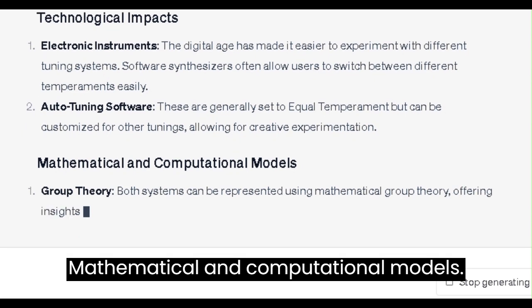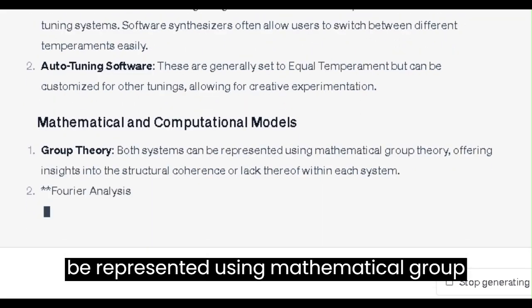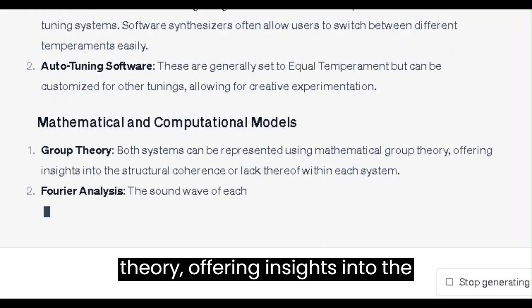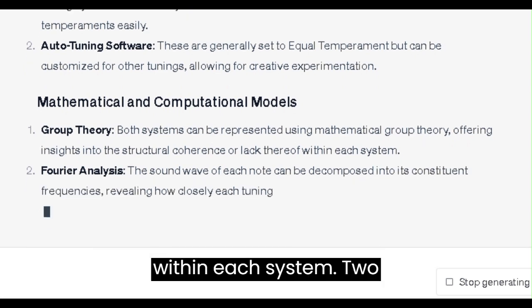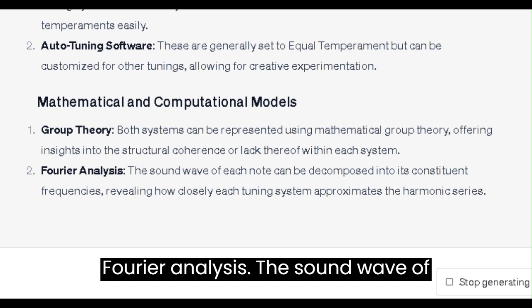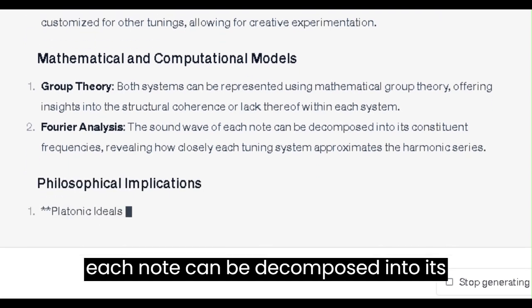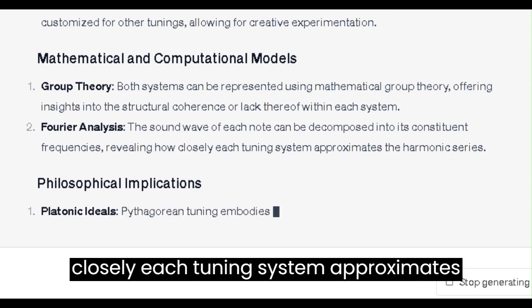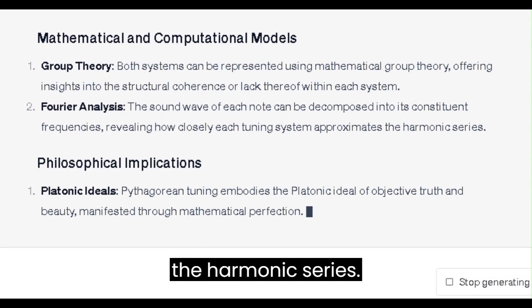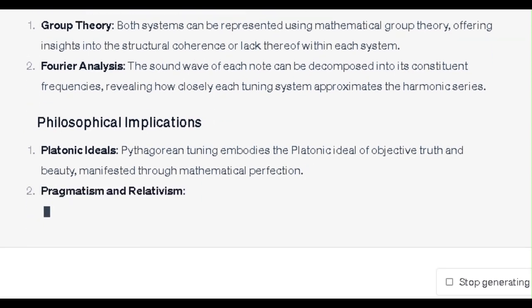Mathematical and computational models. 1. Group theory. Both systems can be represented using mathematical group theory, offering insights into the structural coherence or lack thereof within each system. 2. Fourier analysis. The sound wave of each note can be decomposed into its constituent frequencies, revealing how closely each tuning system approximates the harmonic series.